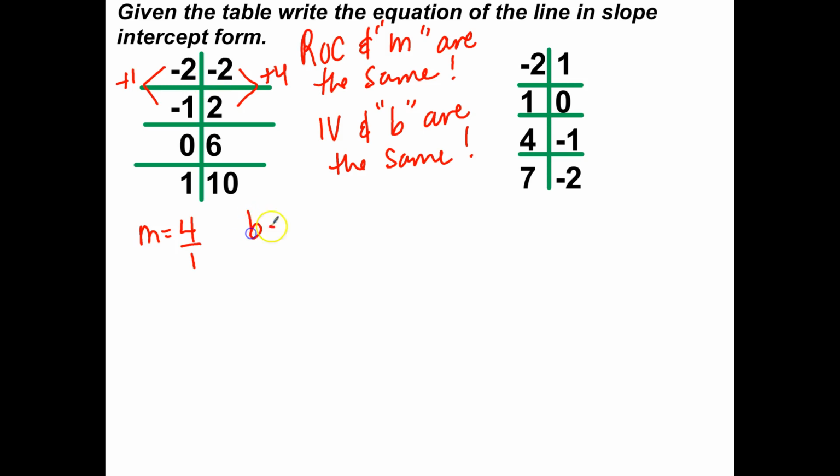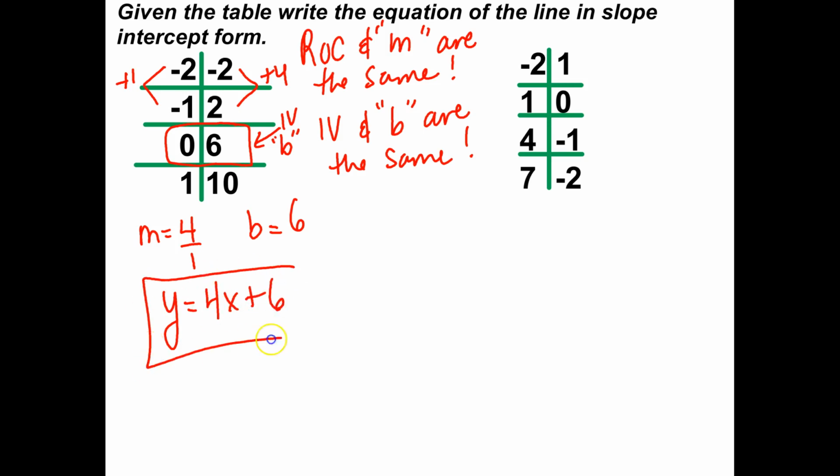Okay, and what's the b? Well, we're lucky, because do you see 0 on the x-values? This is my initial value, which is my b. Do you see how they set us up for success? Y is equal to 4x plus 6. Can you believe I'm done? Yes. When you understand this, you're done.